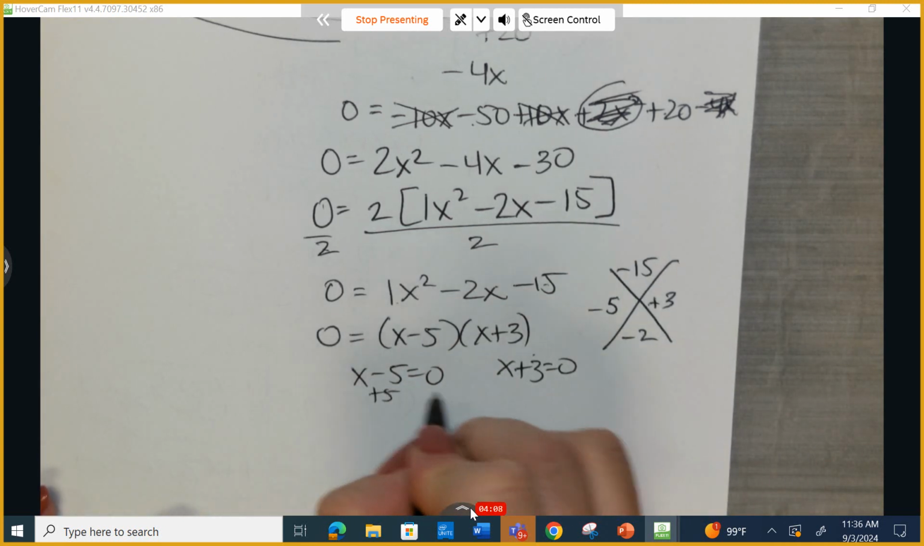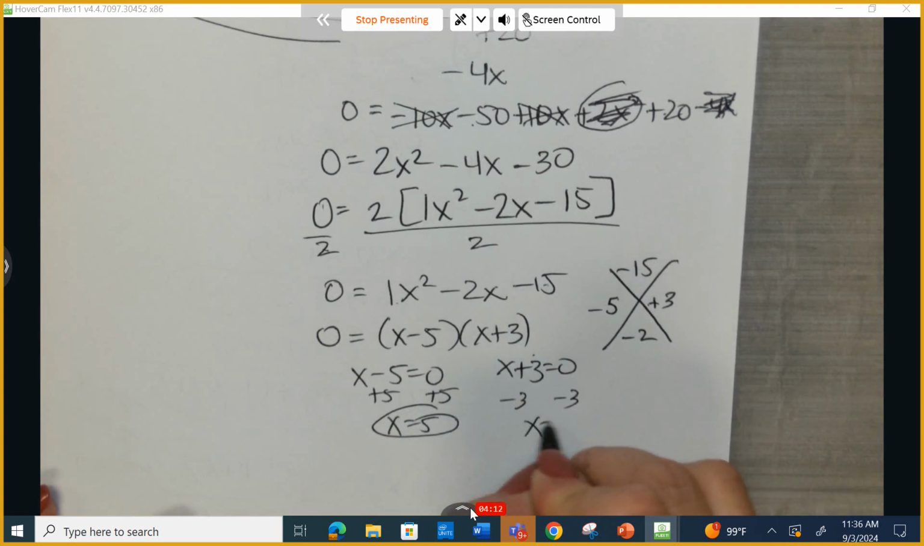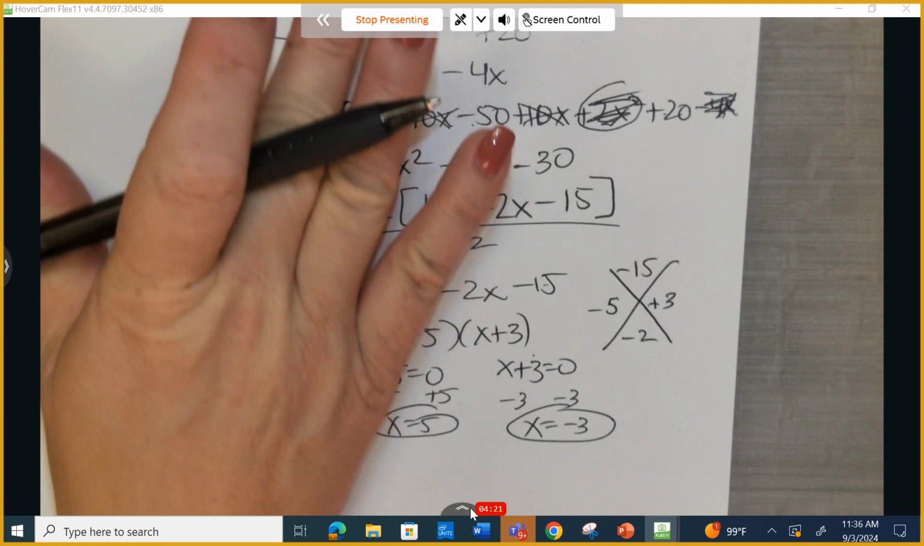Okay, I'm going to add 5 to both sides. X equals 5. I'm going to subtract 3 to both sides. X equals negative 3. I've got my 2 answers. But why do I still need to be nervous that these answers may not work? Does anybody know? Yeah, we have to go back up to this original problem.